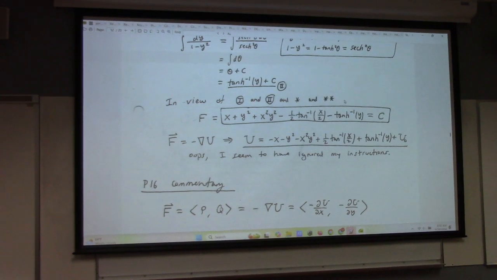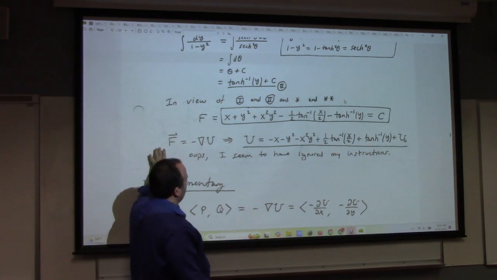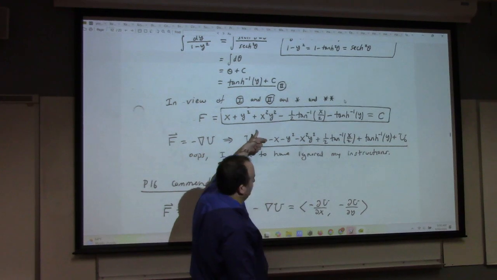Anyway, that's my level function. My solution here is that equal to a constant. But for a conservative force, you want minus the gradient. So it's almost the same math, but instead of plus, we put minus, and that's the potential energy.